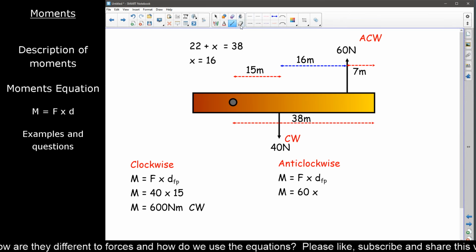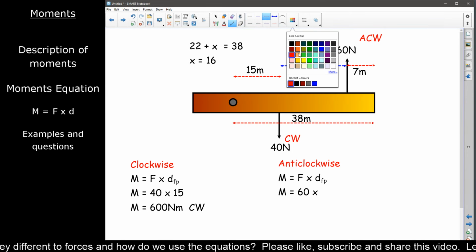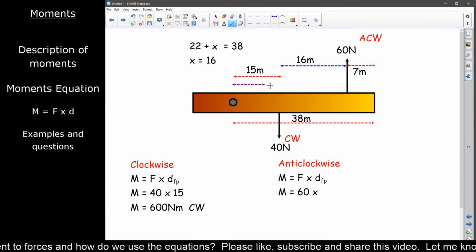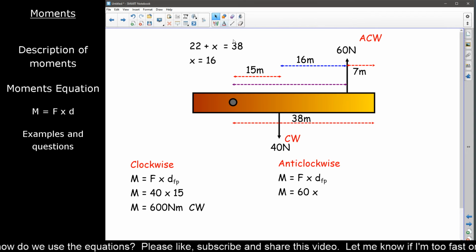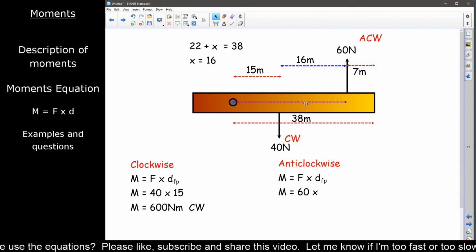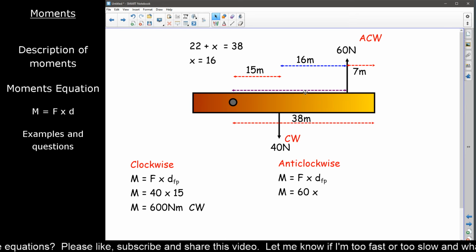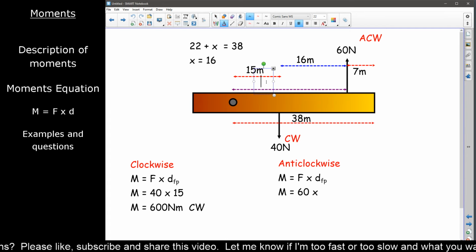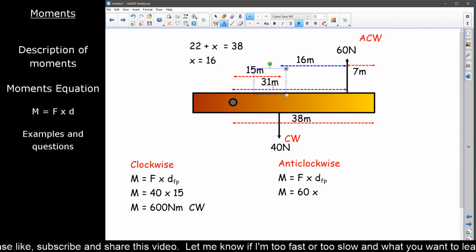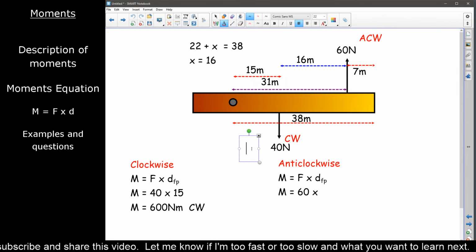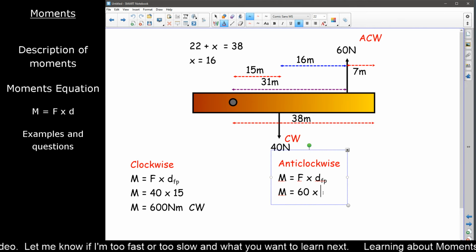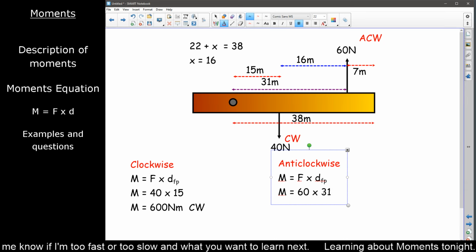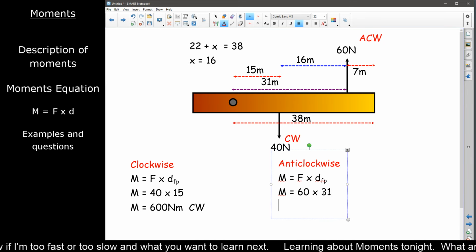But my distance from the pivot is not even that. My distance from the pivot, which we will put in beautiful purple, is this distance: the distance from the pivot point over to the line of the force. That distance there, therefore, is a full 31 meters. We could have probably done that without that. We could have just taken the 7 away from 38, but it's worthwhile having a play. So 60 multiplied by 31 is our calculation that we want to do.